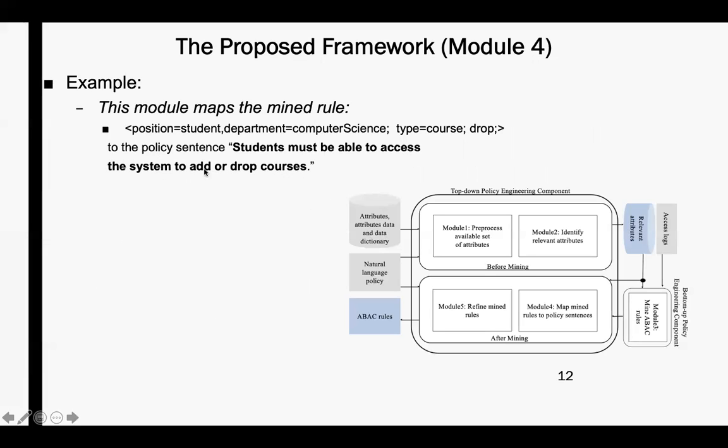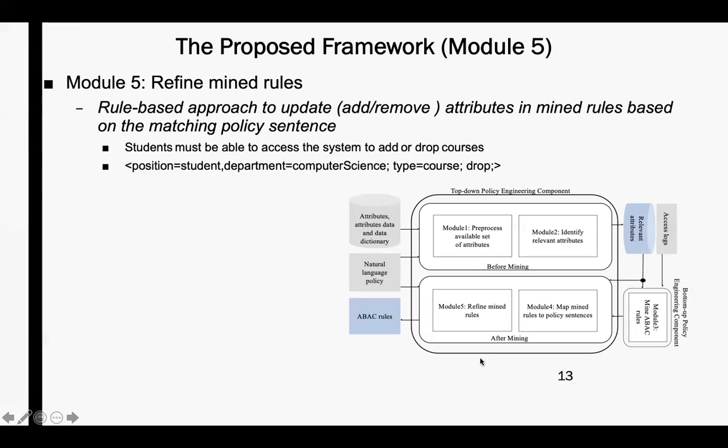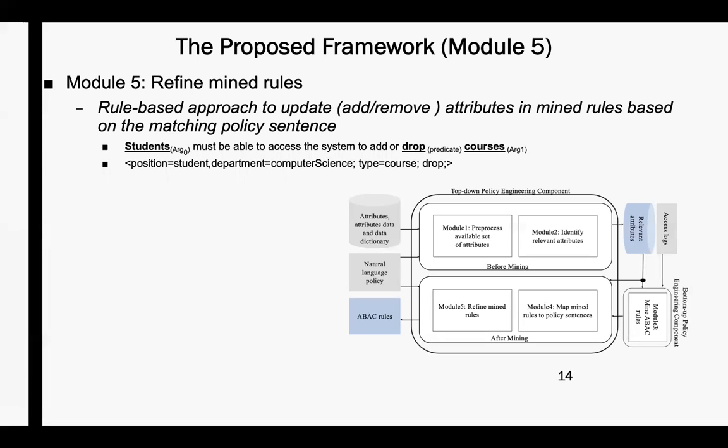So here's an example of the rule and the mapped sentence. The mapping makes a lot of sense. Still, the rule doesn't capture the sentence perfectly, and therefore we have our fifth component, which is the refine mined rules component. Here we compare the rule against the sentence that it likely implements and improve the rule accordingly. This is a rule-based module based on semantic role labeler and our findings in earlier studies in how to extract the attributes of subject and object.